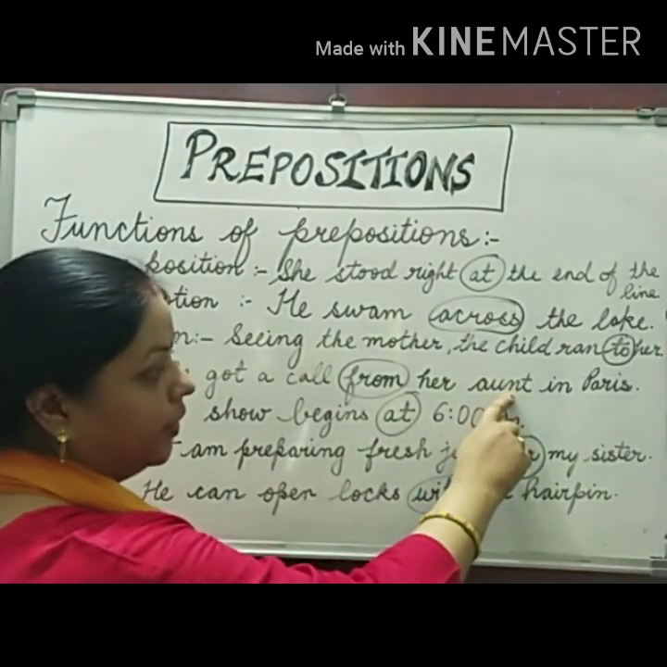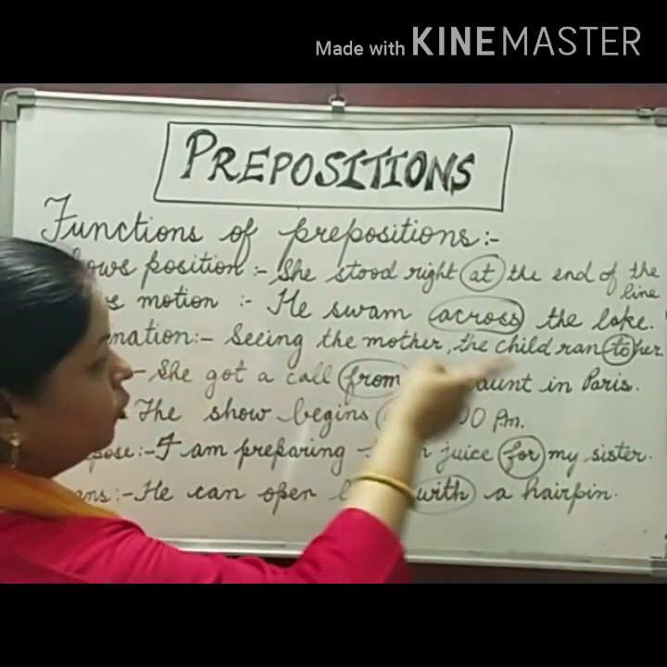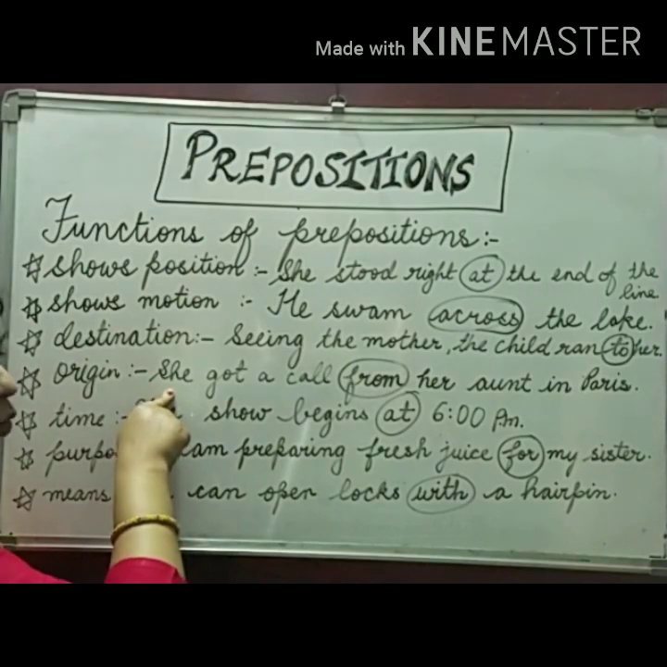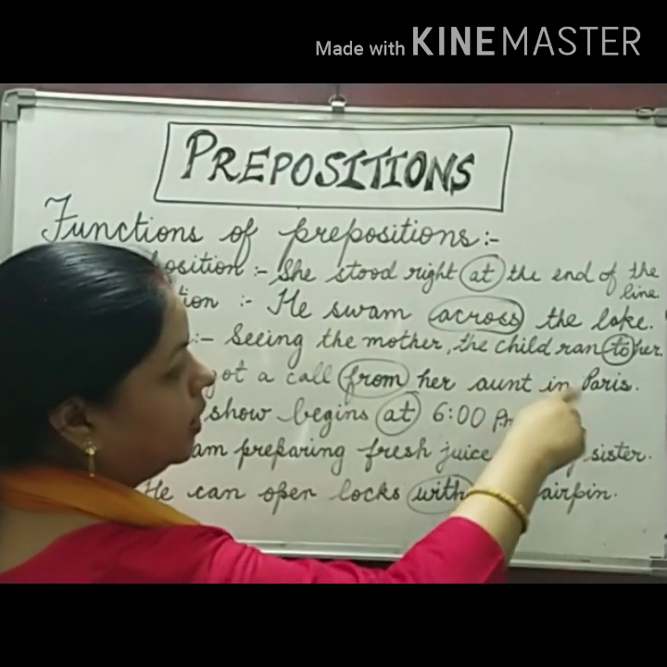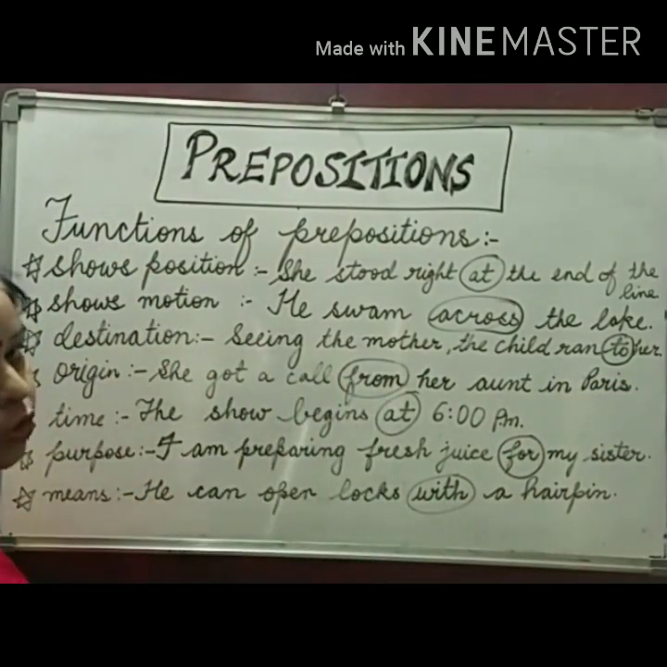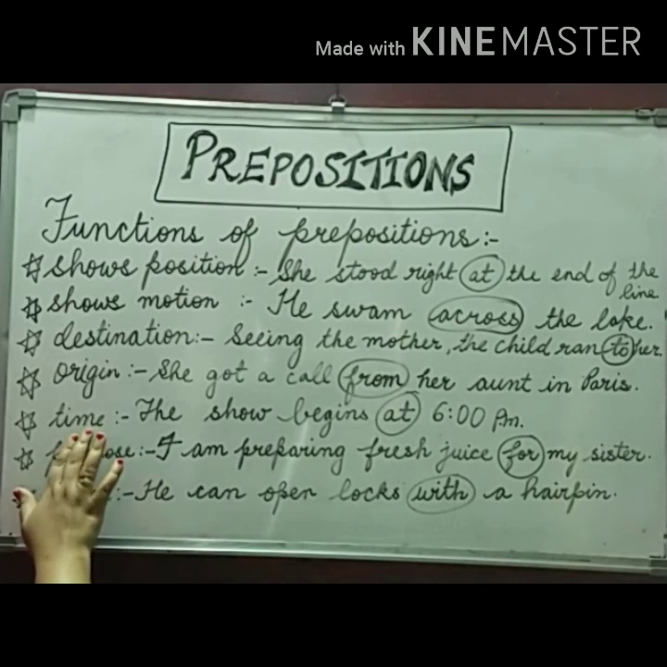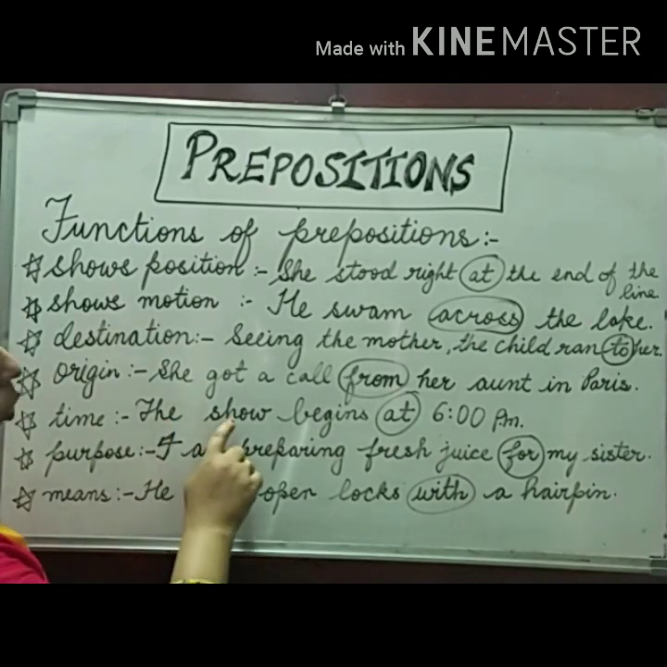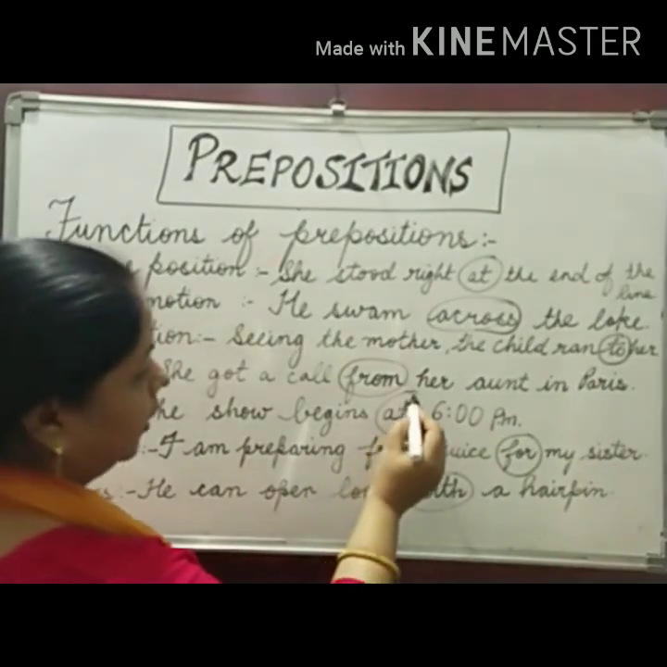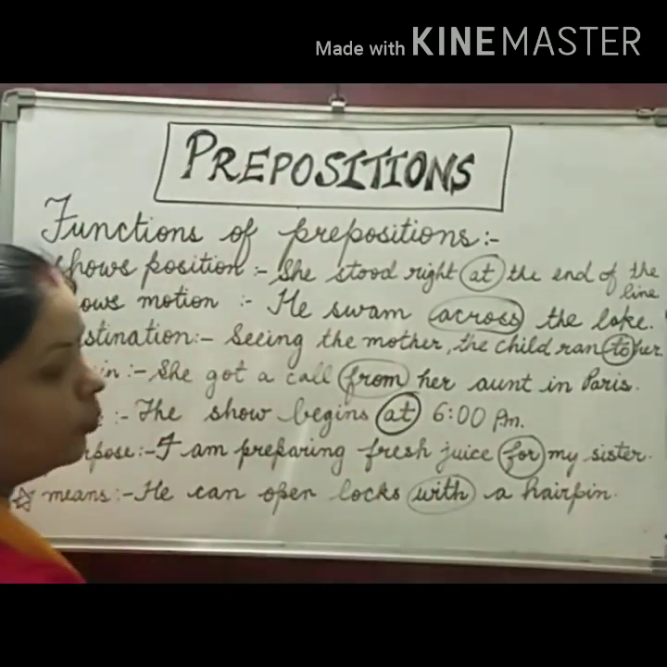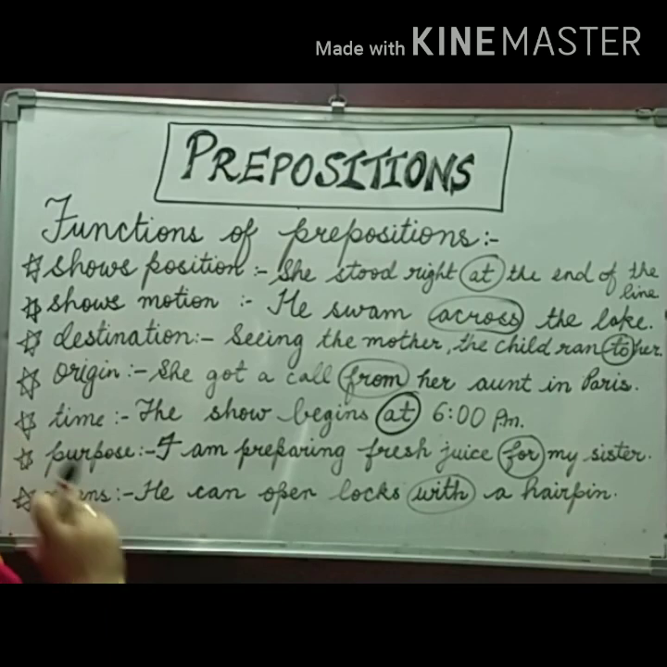Her aunt is here the noun that is showing relation with the girl who received the call. So she got a call from her aunt in Paris. So from is here showing the relation again. Now it also shows time. Preposition shows time. How? The show begins at what time? At 6 p.m. So here at is a preposition that shows time.